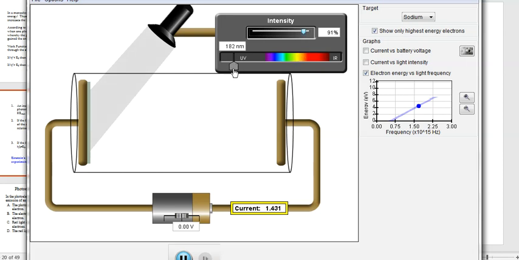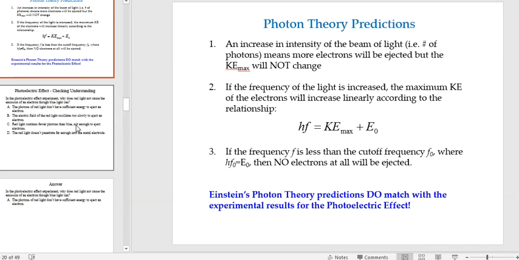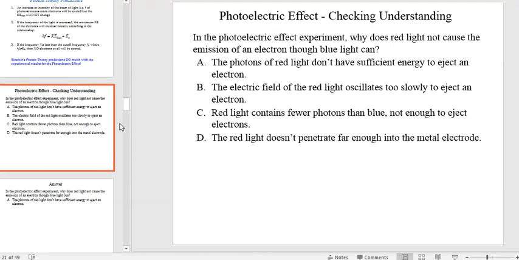And you can notice here as I'm dragging this along, you're actually seeing how we're changing the frequency. There's no electrons, and then suddenly it bends and it goes up this trajectory here. Okay, and then lastly, if the frequency is less than this cutoff energy, then no electrons will be ejected at all. So let's take a look, see if you can test your understanding here of the photoelectric effect.